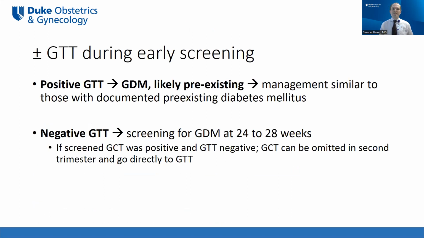For patients that then screen positive early on in the pregnancy with the glucose tolerance test, again, these patients likely have gestational diabetes, likely pre-existing. And again, the management is similar to those with pre-existing diabetes. If it's negative, patients can be reassured at that time, and the next steps would be to follow up at 24 to 28 weeks with the traditional screening for gestational diabetes.